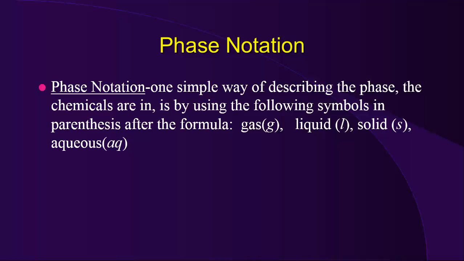Phase notation is a simple way of describing whether a species, and a species is a word that we will use to describe atoms, compounds, and ions. It's just a very generic word. If a species is a gas, we give it a G. A liquid, we give it an L. A solid, we give it an S. An aqueous, we give it an AQ. Okay?